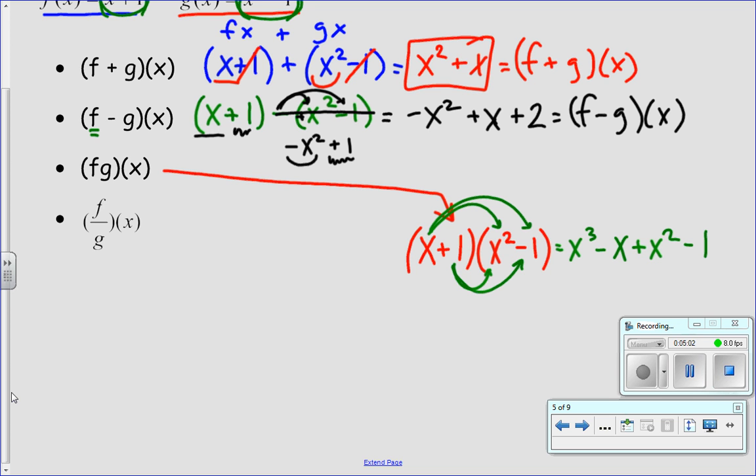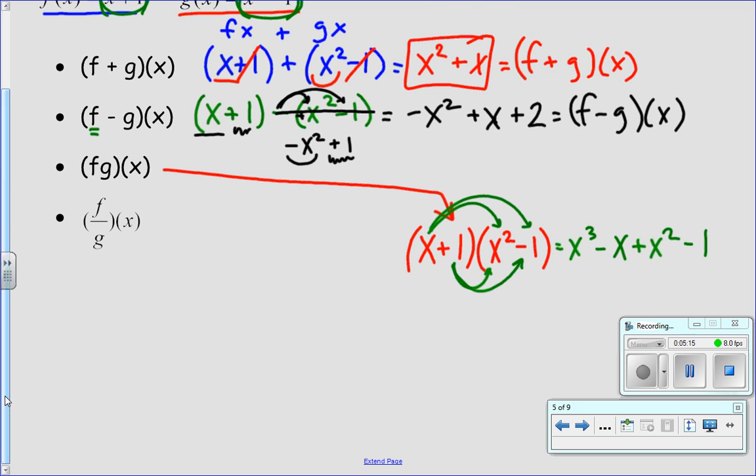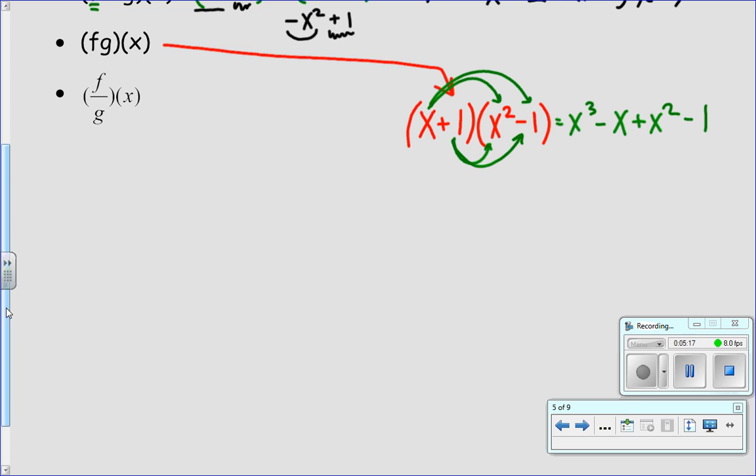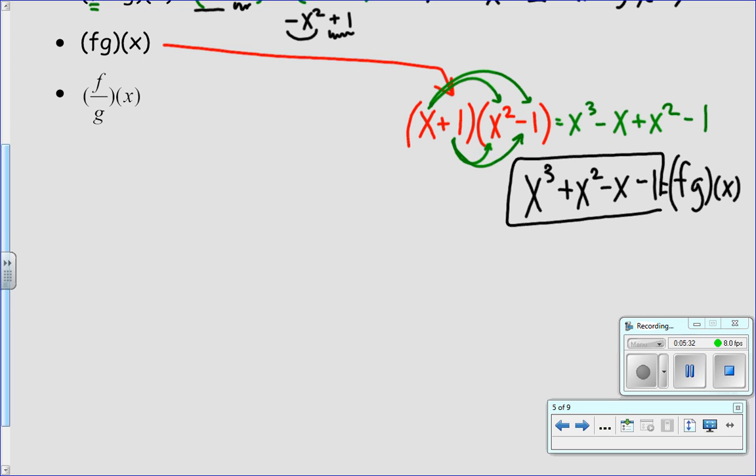So that's the answer. And all I'm going to do is write that in standard form, meaning the biggest exponent first, then the term with the next biggest exponent comes after that. So, x cubed plus x squared minus x minus 1. And that's f times g of x. There you go. Not too crazy. Not too crazy at all.